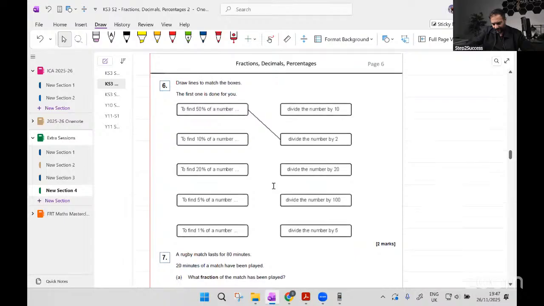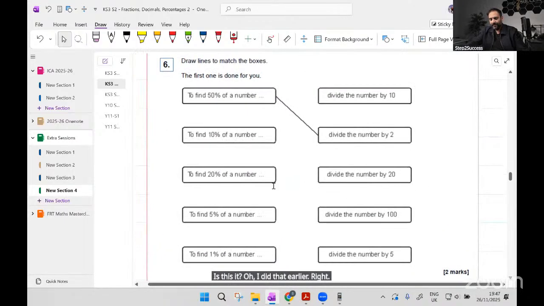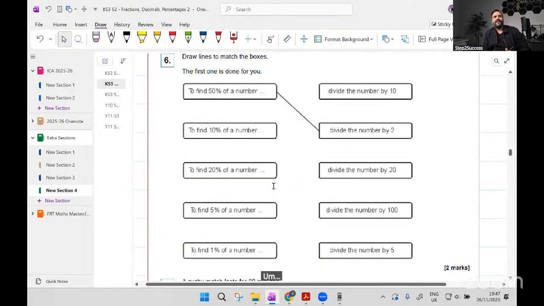Is this it? Oh, I did that earlier. Right, question 6, booklet 2. But yes, I'll just quickly do that.